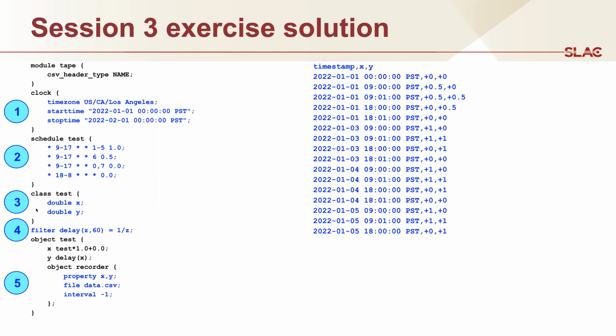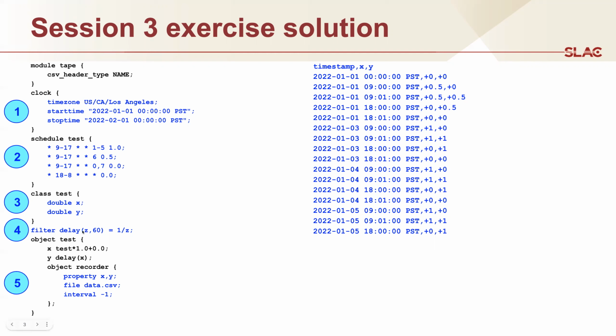The next part of it is to create a class that has two properties, an X property and a Y property, where the X property is going to be the input from the schedule. In this case, you can see down here that the way we've defined the X property for this test object is it's just the input times 1 plus 0. So it's just copying the value through with a scalar of 1 and an offset of 0.